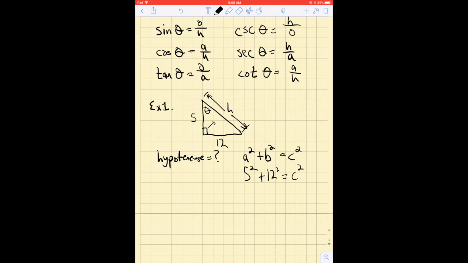From there we have 25 plus 144 is equal to c squared, and c squared is equal to 169. c is equal to 13. That means that this distance is no longer unknown. It is known as 13. Okay, so now we have 13.